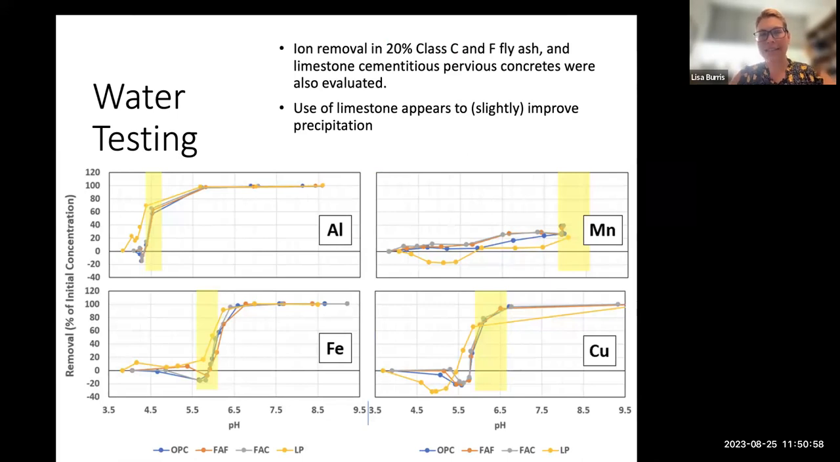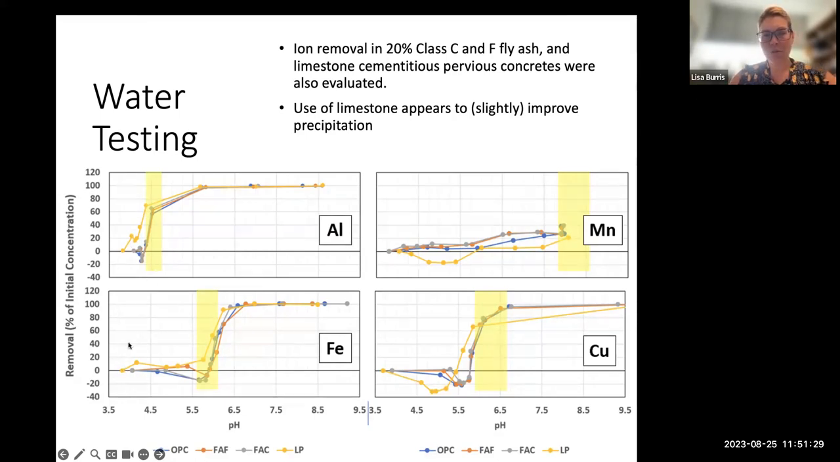We did see a slight improvement in all cases with use of the limestone, which is shown in yellow. So the yellow box here shows the location where we expect precipitation to occur based on pH. And you can see in all cases that the limestone is removing metals from water at a little bit earlier, lower pH level. So we don't require as much increase in pH from the alkalinity of the concrete in order to remove equal amounts of the metals from the water.